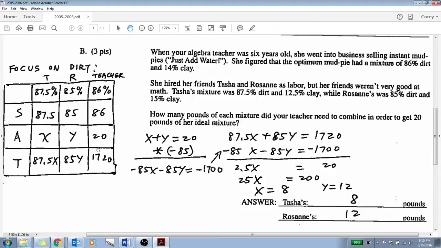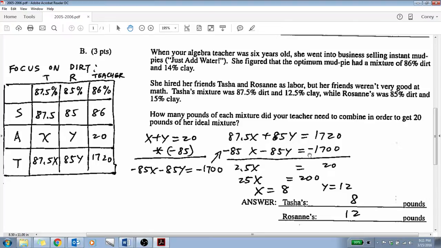And then the other equation will be your total row right here. What we're adding with Tasha plus Roseanne is going to equal the amount of sand mixture that we're getting total, which is going to be 1720. So when I add 87.5x plus 85y, that's going to equal 1720. So we have two equations here, and with systems of equations, I need to multiply one of them if needed, so that I can add the two equations where one of the variables will cancel. So I'm going to multiply this equation by negative 85, so I get negative 85x minus 85y equals negative 1700.